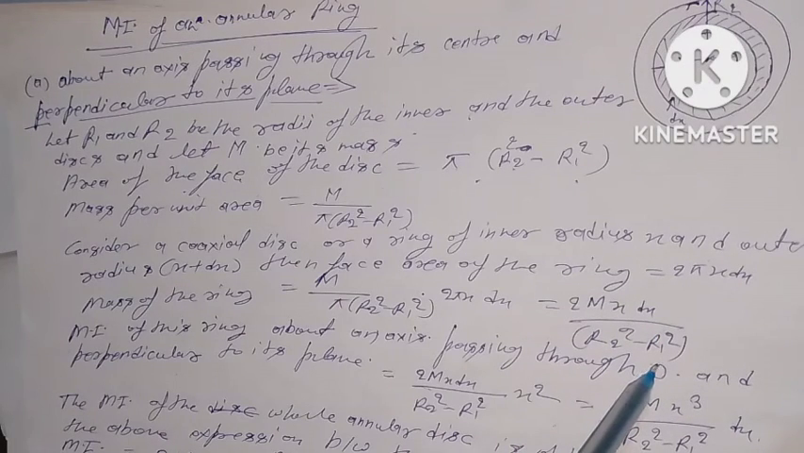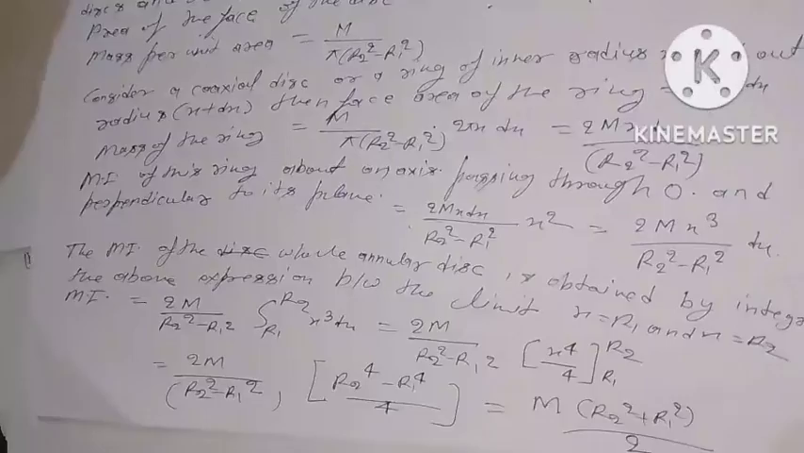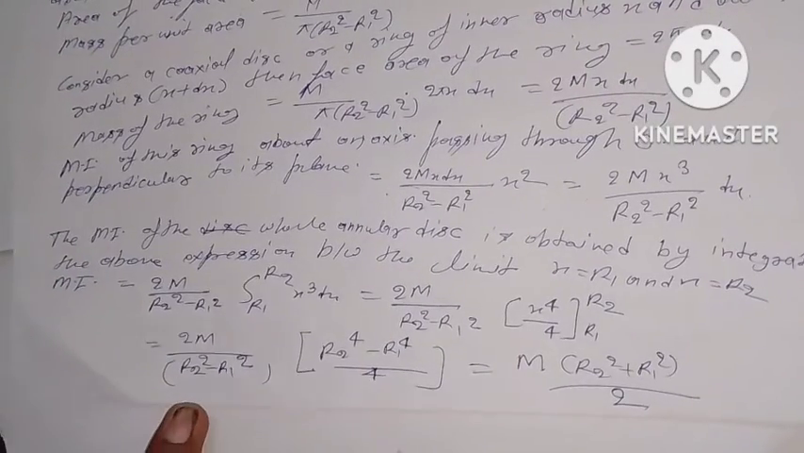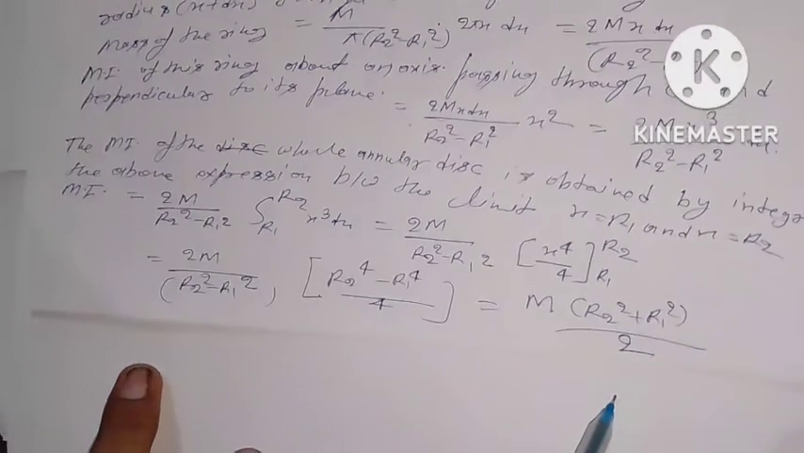The moment of inertia of the ring about an axis passing through O and perpendicular to its plane is 2M x dx upon (R2 square minus R1 square), times x square, equal to 2M x cube dx upon (R2 square minus R1 square). Then the moment of inertia of the whole annular disk is obtained by integrating the above expression between the limits x equal to R1 and x equal to R2. After integration we find the value of the moment of inertia is M (R2 square plus R1 square) upon 2.